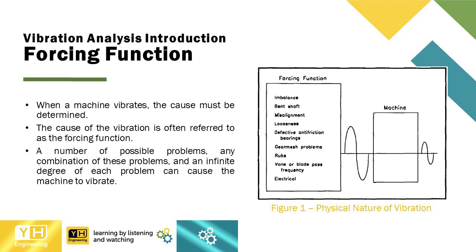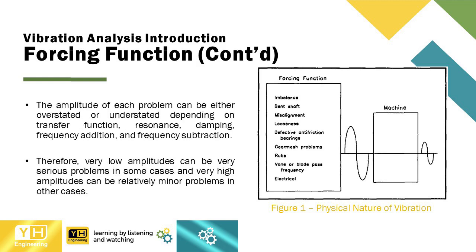A number of possible problems, any combination of these problems, and an infinite degree of each problem can cause the machine to vibrate. The amplitude of each problem can be either overstated or understated depending on transfer function, resonance, damping, frequency addition, and frequency subtraction. Therefore, very low amplitudes can be very serious problems in some cases, and very high amplitudes can be relatively minor problems in other cases.